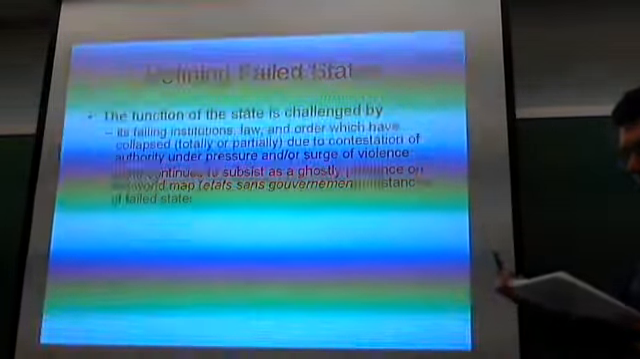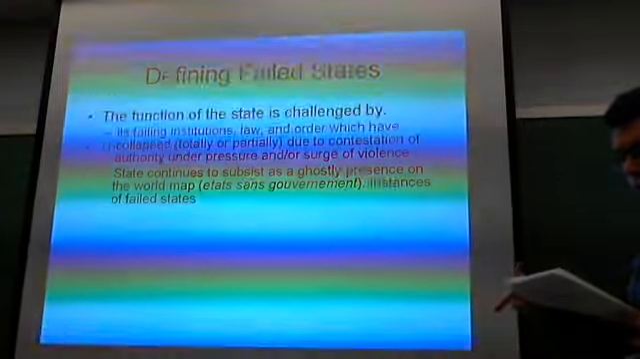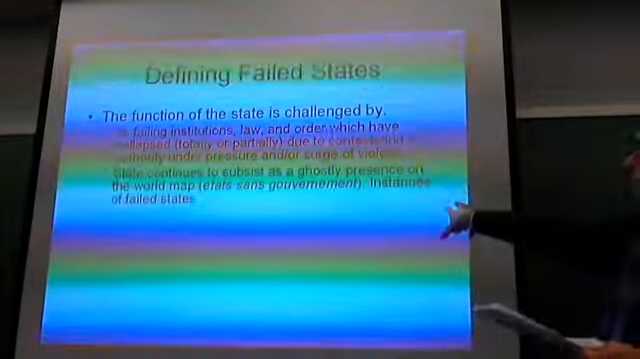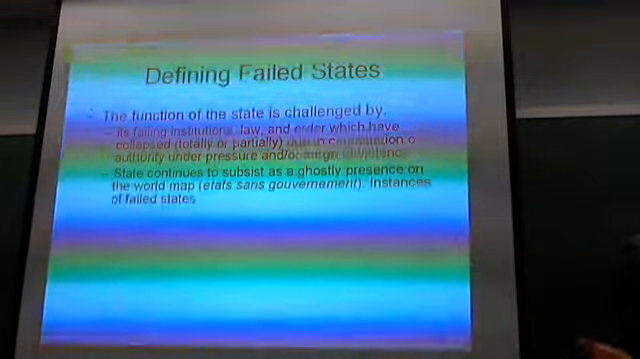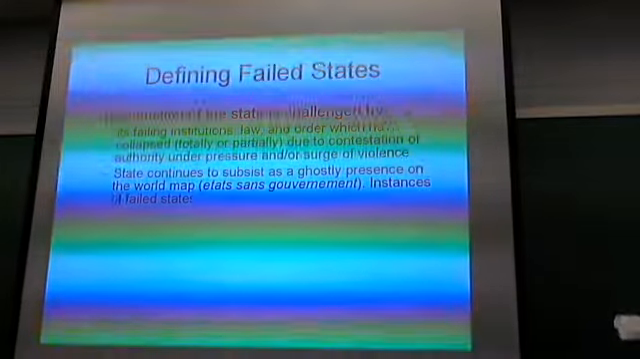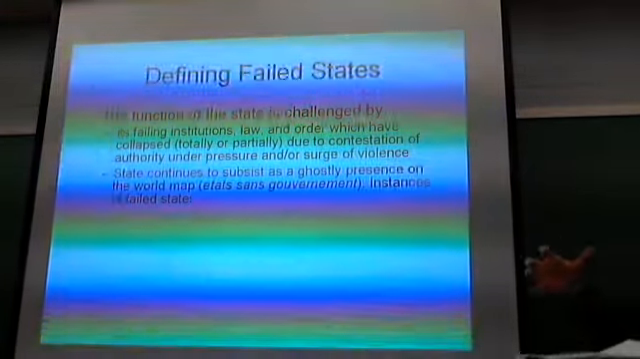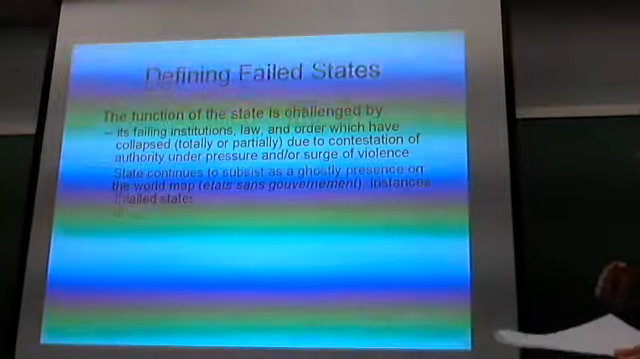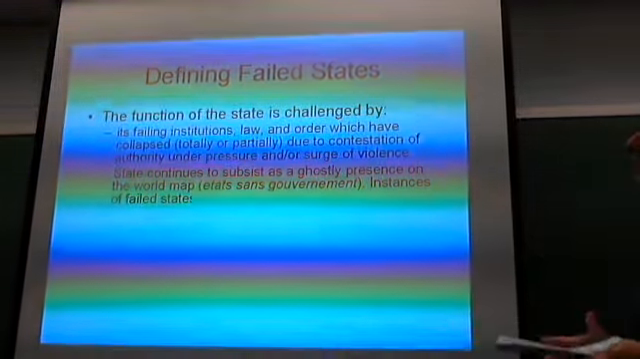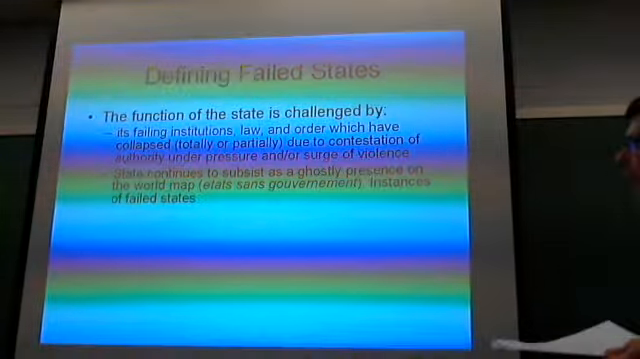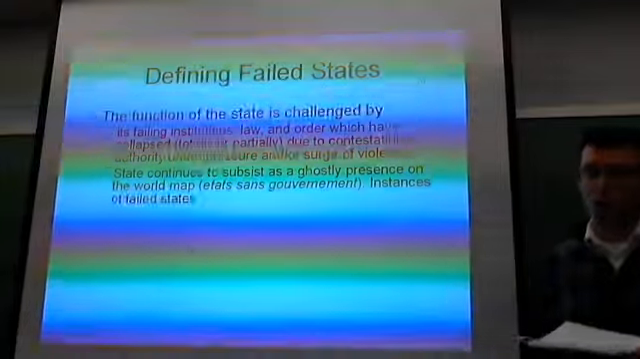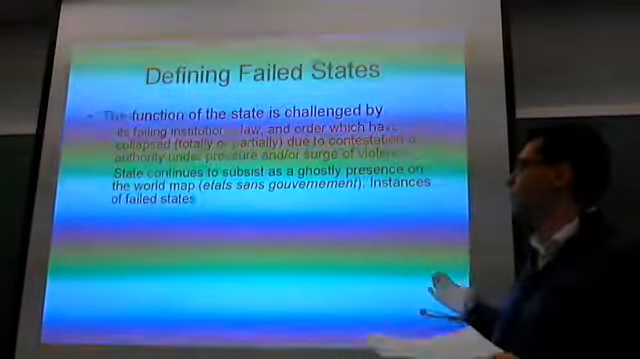And second, what we're seeing also is direct use of violence. And third, as a result of this direct use of violence, what happens is a ghastly presence of territories under the so-called no man's land, no rule of law, no legal order, that exist and subsist on large parts of the world map. Appear, état sans gouvernement, as the French would call it, states without government.